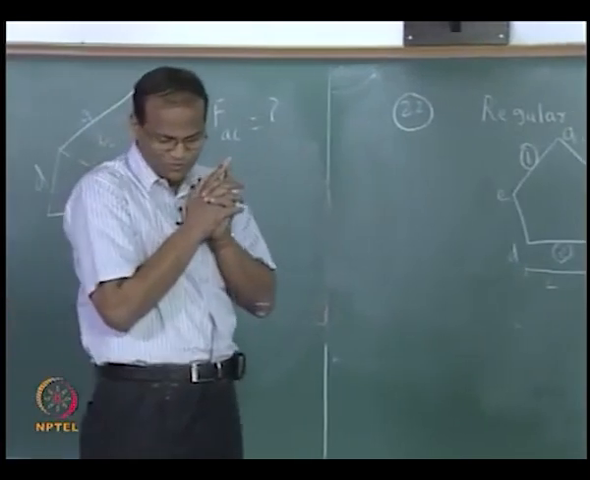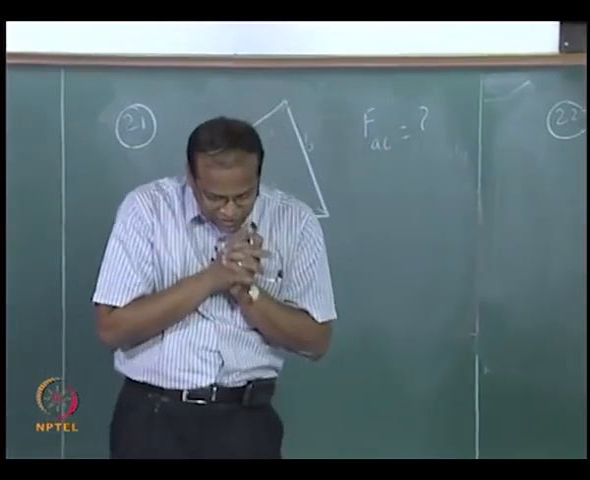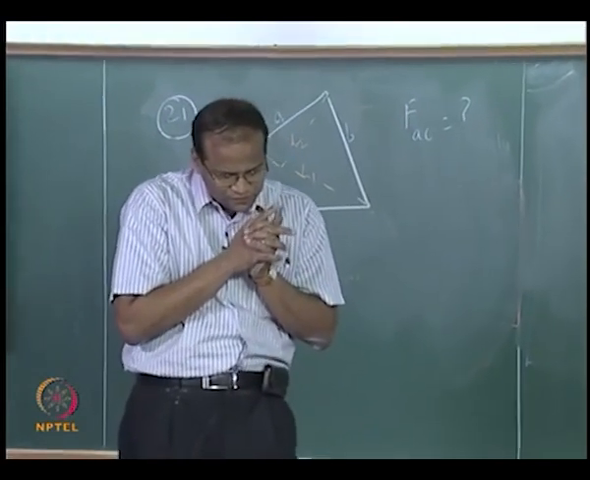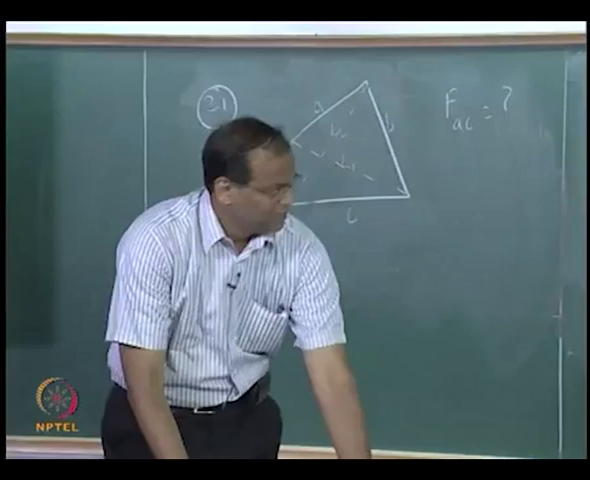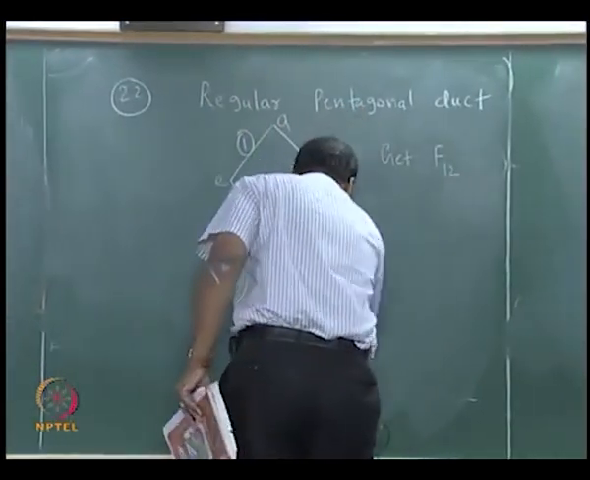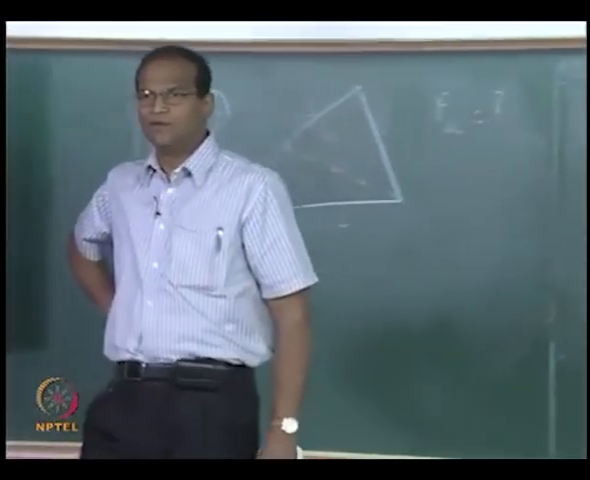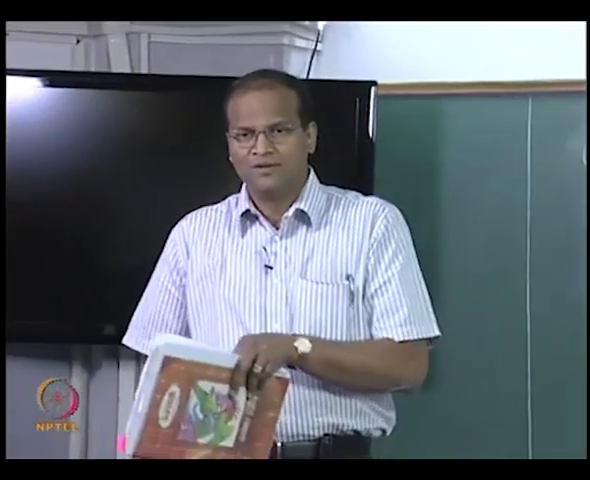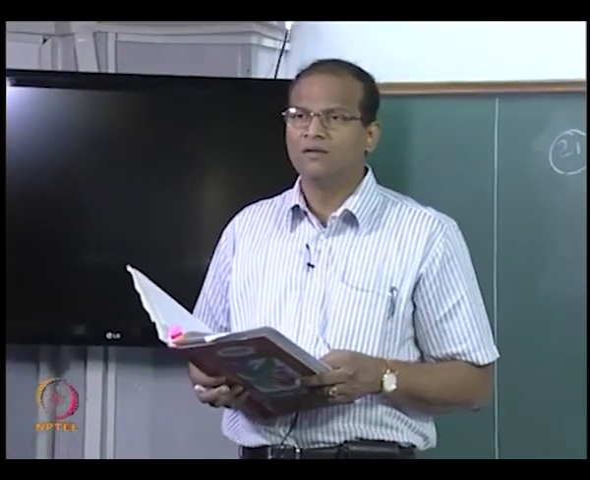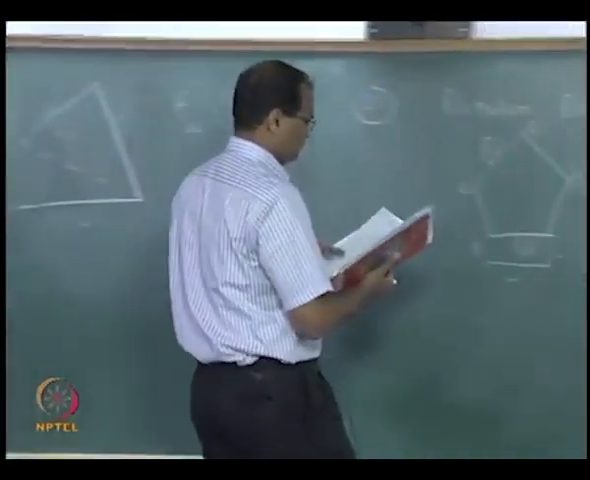So what is F1 to 2? What did I write here? F1 to 2 is FAC to... okay. Now what you have to do here is basically you must remember your math. Basically you must remember the included angle, you must know. What is included angle? 108.